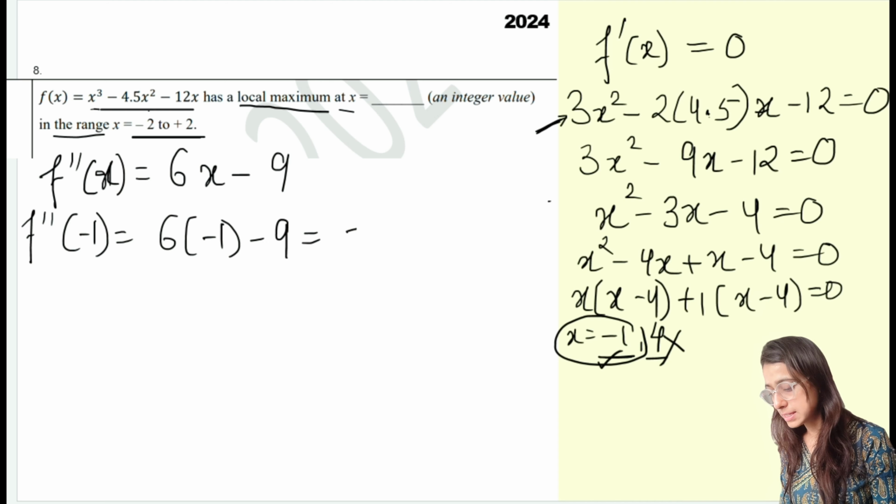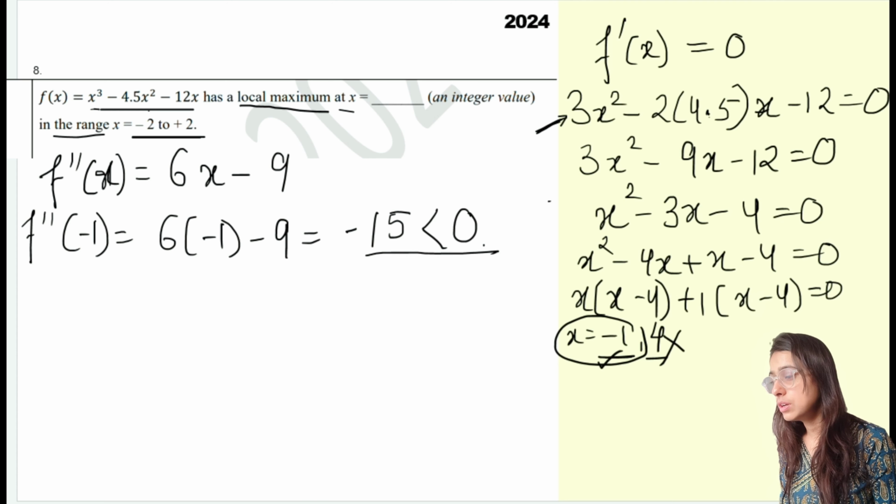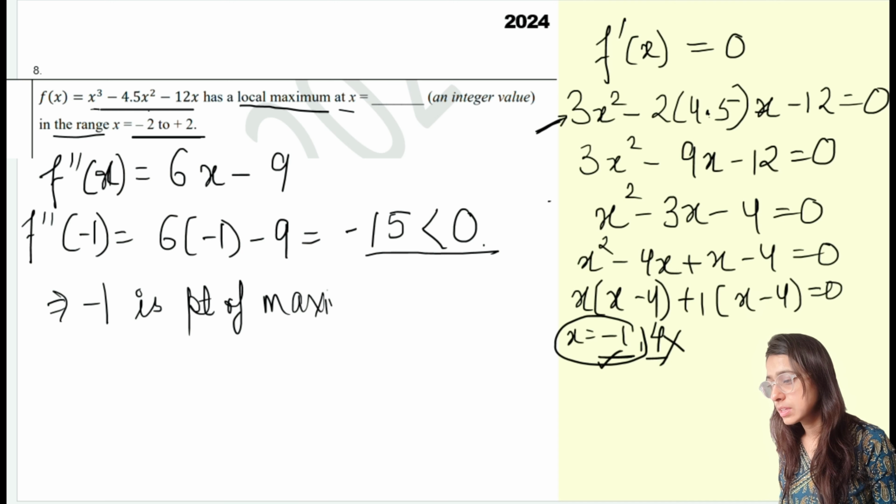That will be minus 15. So this is less than 0. Therefore, minus 1 is the point of local maxima. That is the point of local maxima. Therefore, हमें local maximum कहाँ पे मिलेगा? At x is equals to minus 1.